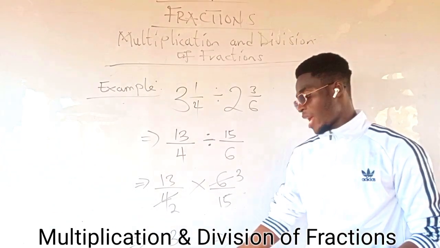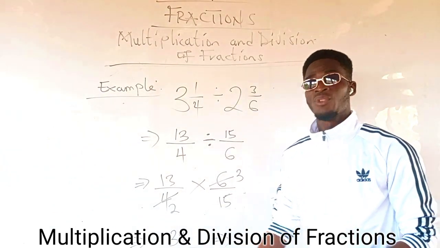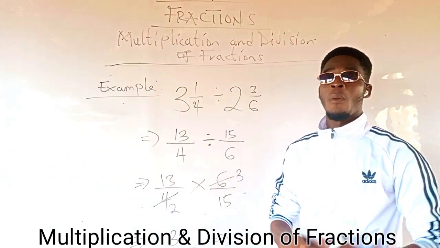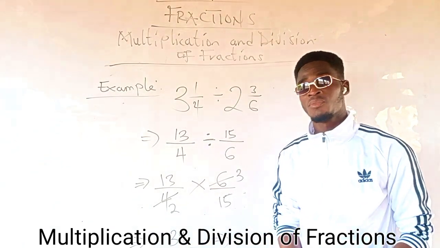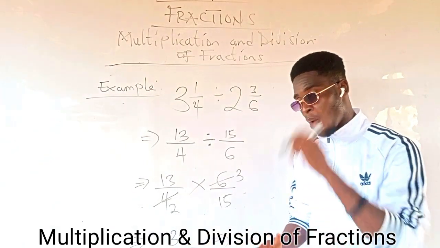We have this as an answer, but we can't leave it like this. We need to make it simplified or a mixed fraction. So 30 will divide 39 how many times? 30 will go into 39 one time.